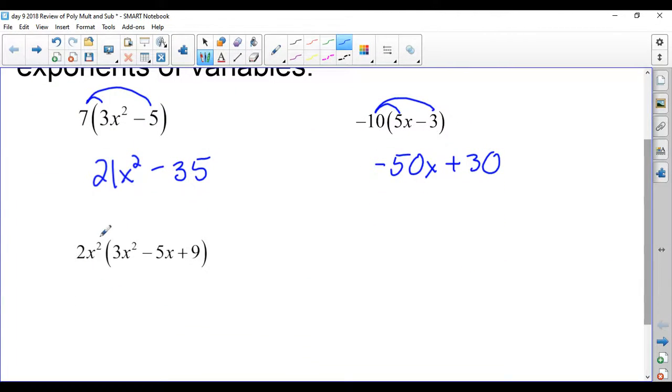In the last example, I'm multiplying by 2x squared. So when I distribute, I'm going to multiply the 2 times 3. And then x squared times x squared, I add the exponents to get x to the 4th. I multiply 2x squared times minus 5x. I get minus 10, and then x squared times x, remember that's x squared times x to the first, add the exponents, I get x to the third. And then 2x squared times 9 is 18x squared. There is not a lot of work that you need to show for these problems. You need to show that you're distributing and then your final answer.